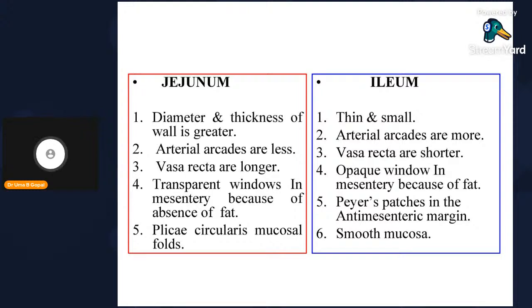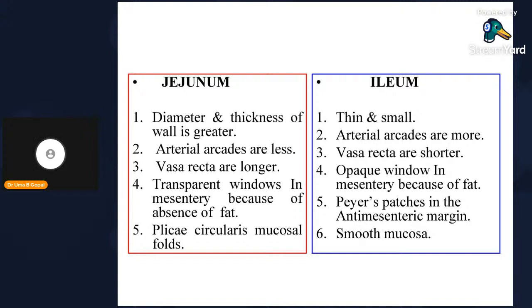So the difference between jejunum and ileum is a 5 marks question. Okay, I have already told you jejunum. Diameter and thickness of the wall is greater. Here it is thin and small. Arterial arcades are less. Vasa recta are shorter. Here vasa recta is long. Windows are transparent in mesentery because of the absence of fat. Here, because of the tightly packed fat, it is opaque. Windows usually will be very, very small, and if at all it is present, it is filled with fat.